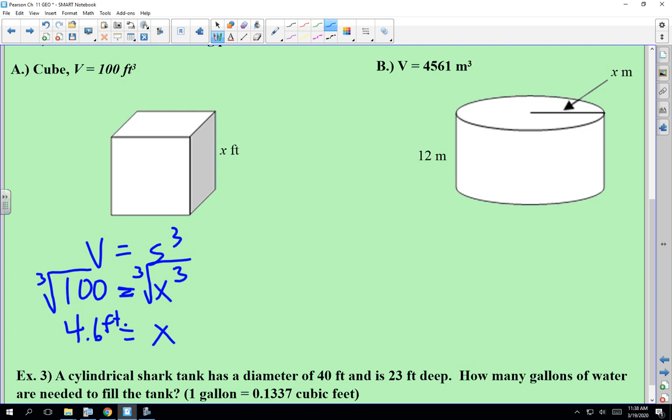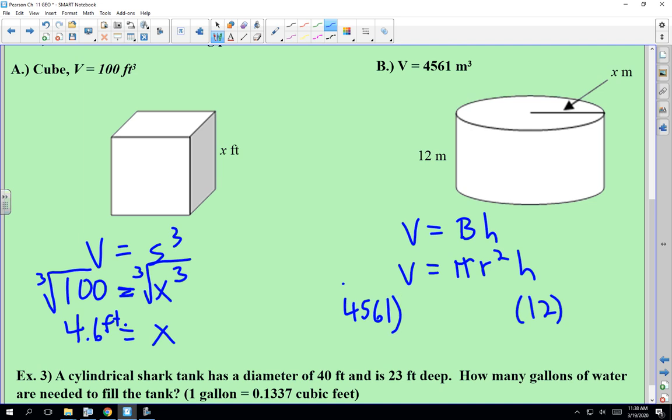All right, this one we've got volume equals base times height. That's a volume formula for a cylinder. This would be like a big water tank or something. Volume equals base times height. We're gonna plug in pi r squared for base because it's a circular base. Now let's see what we know here. We know the height is 12. We know the volume is 4561 cubic meters. What we don't know is x, which is the radius.